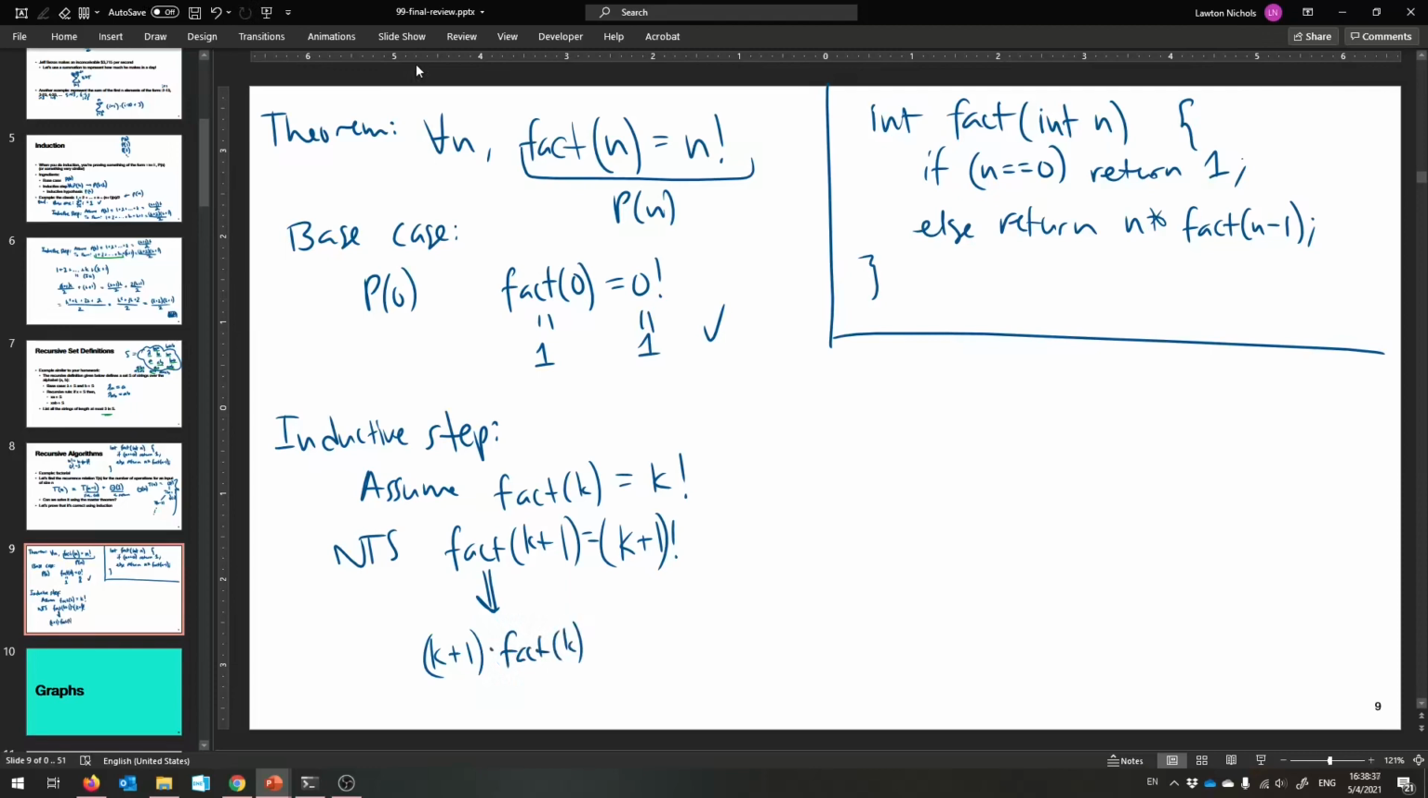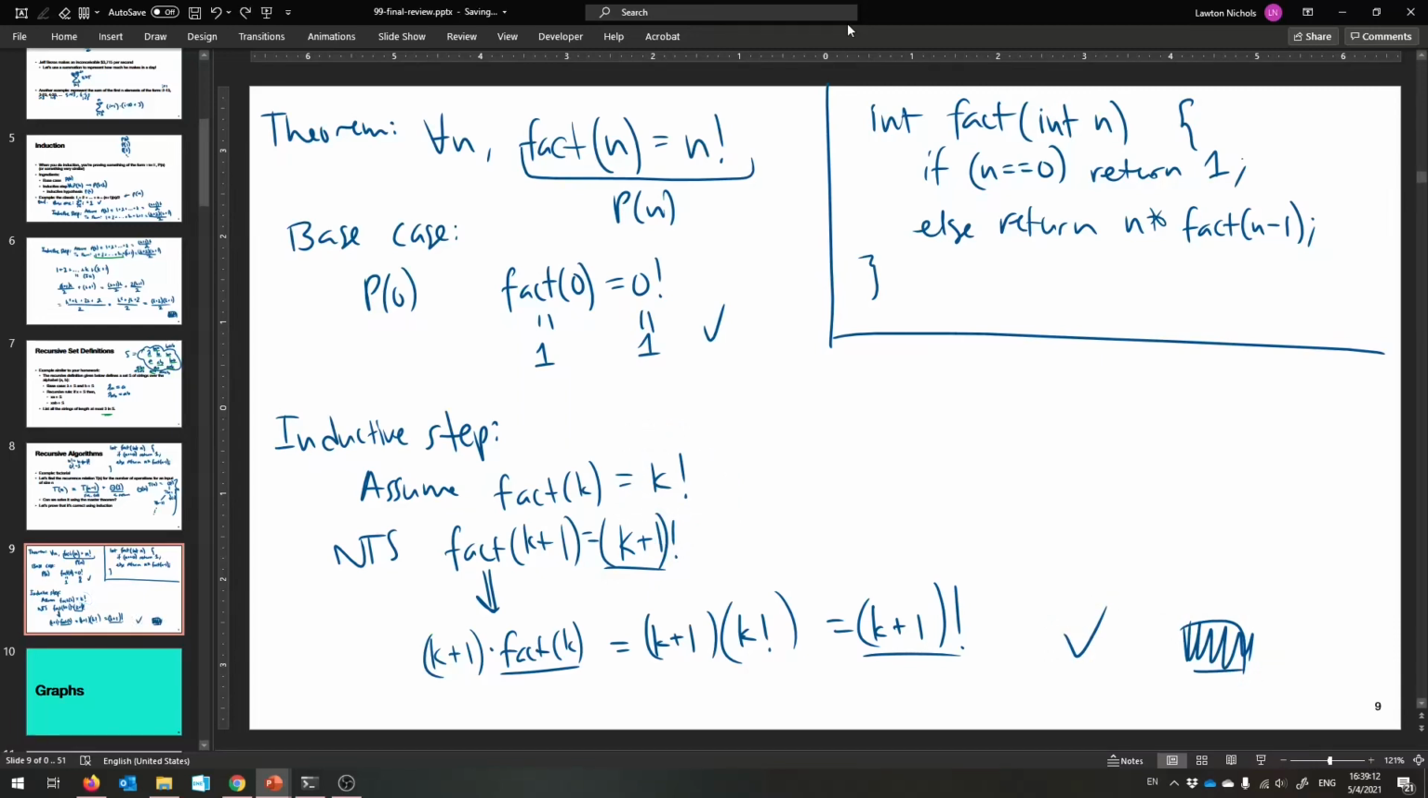Okay, and that's all well and good. And then we can use the inductive hypothesis here, because we get to assume that factorial of k is equal to k factorial, so this equals k plus 1 times k factorial. Isn't that useful? And this is, of course, just equal to k plus 1 factorial. And that was what we needed to show. That is equal to that. Check. And so that proves the whole thing. That proves that the factorial function that we wrote computes the same value as mathematical factorial.